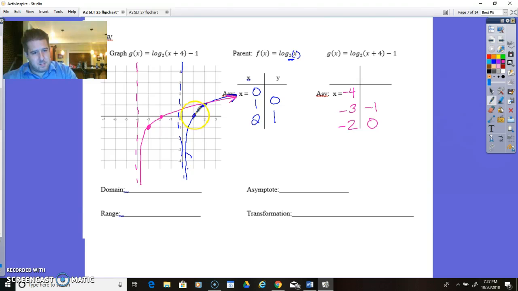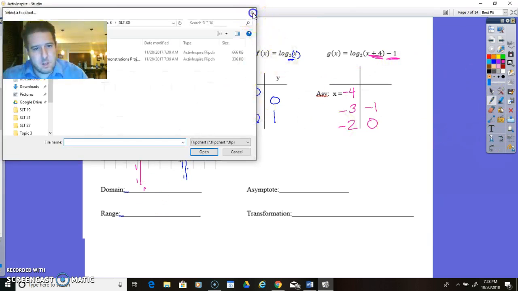So look at the transformation. What has happened to this point? It's moved 1, 2, 3, 4 left and 1 down. 4 left, 1 down. Now, knowing those transformations, I could have gone straight to that and just graphed it from the transformation. The asymptote in this case would be x equals negative 4. The transformation has been left 4, down 1. As I said, the domain is everything right of negative 4. So that's x is greater than negative 4, and the range is up or down infinitely, which is all real numbers.